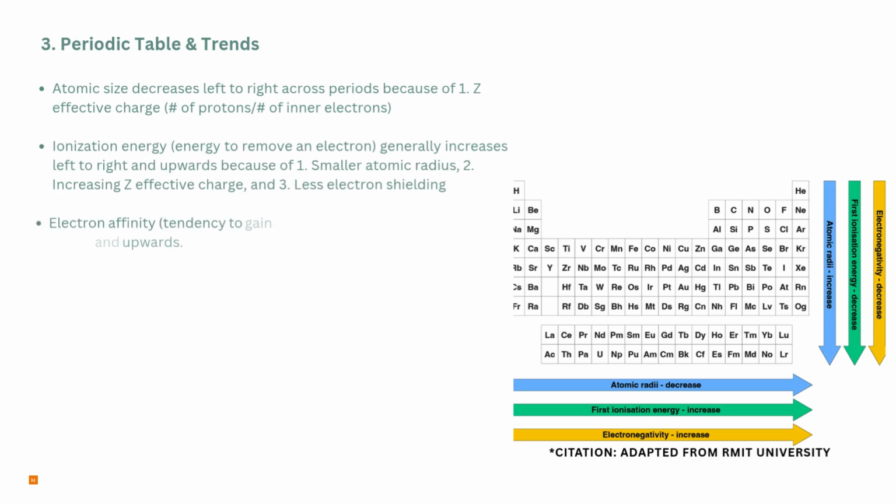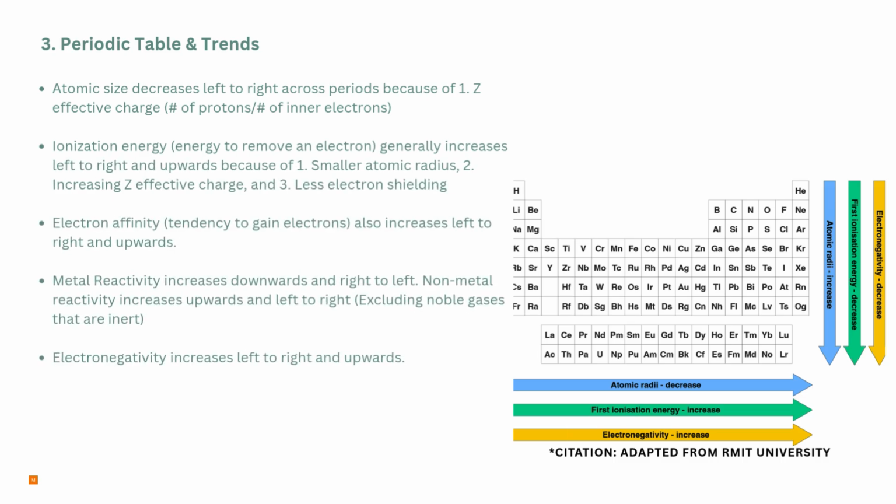Let's now discuss some essential periodic trends that you need to know. First, atomic size decreases from left to right across a period because the effective nuclear charge increases. That is, the pull that protons have on inner electrons. You can calculate the effective charge by dividing the number of protons by the inner electrons. Inner electrons are the electrons minus the valence electrons.